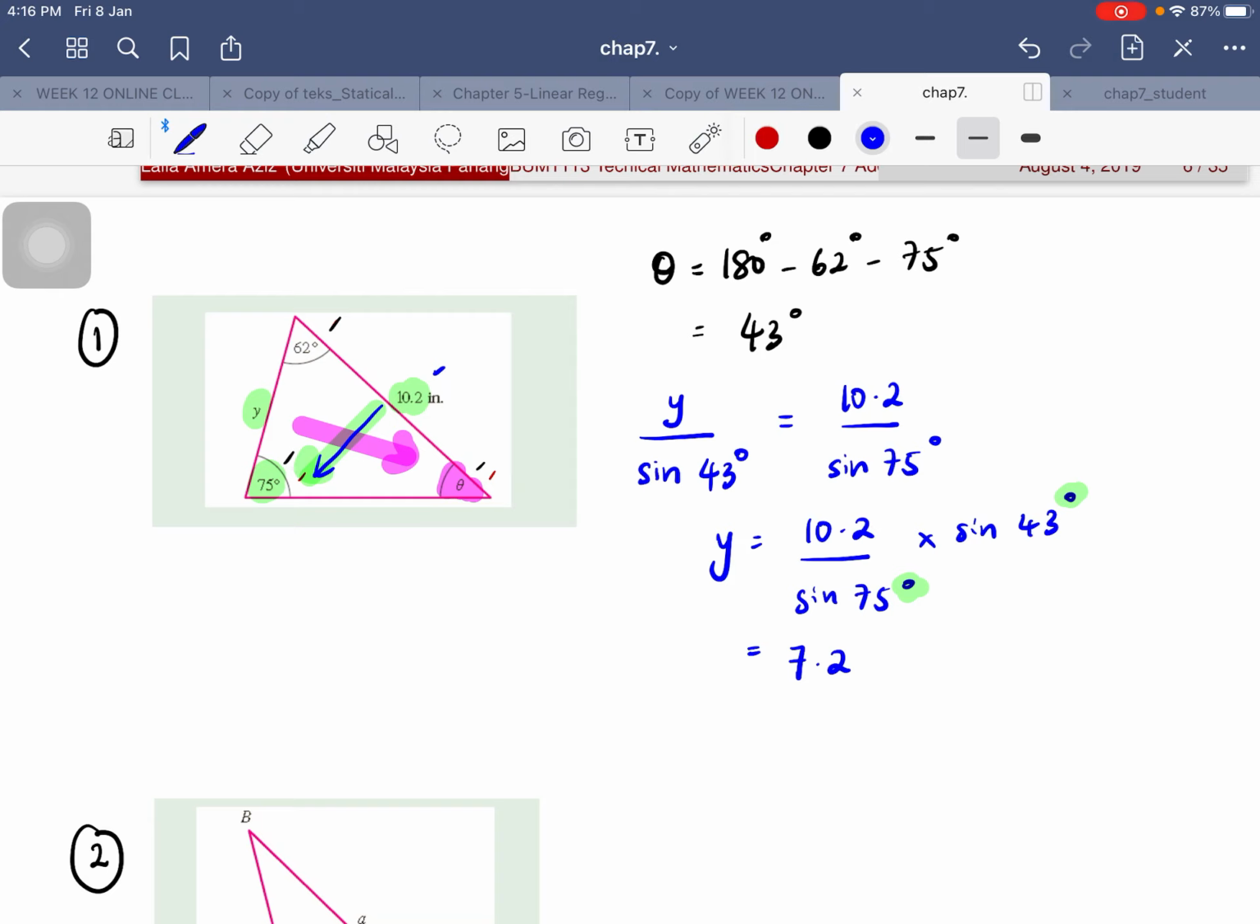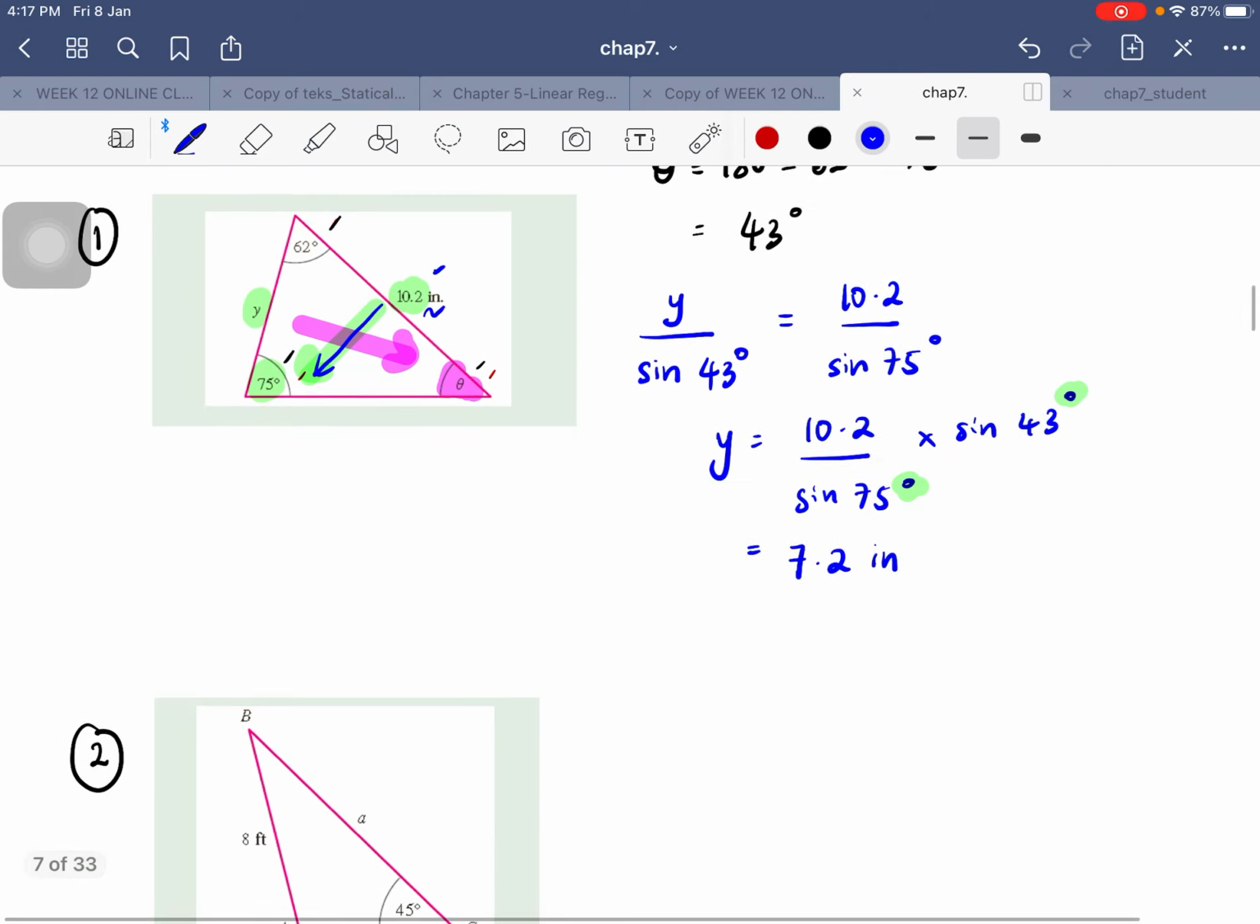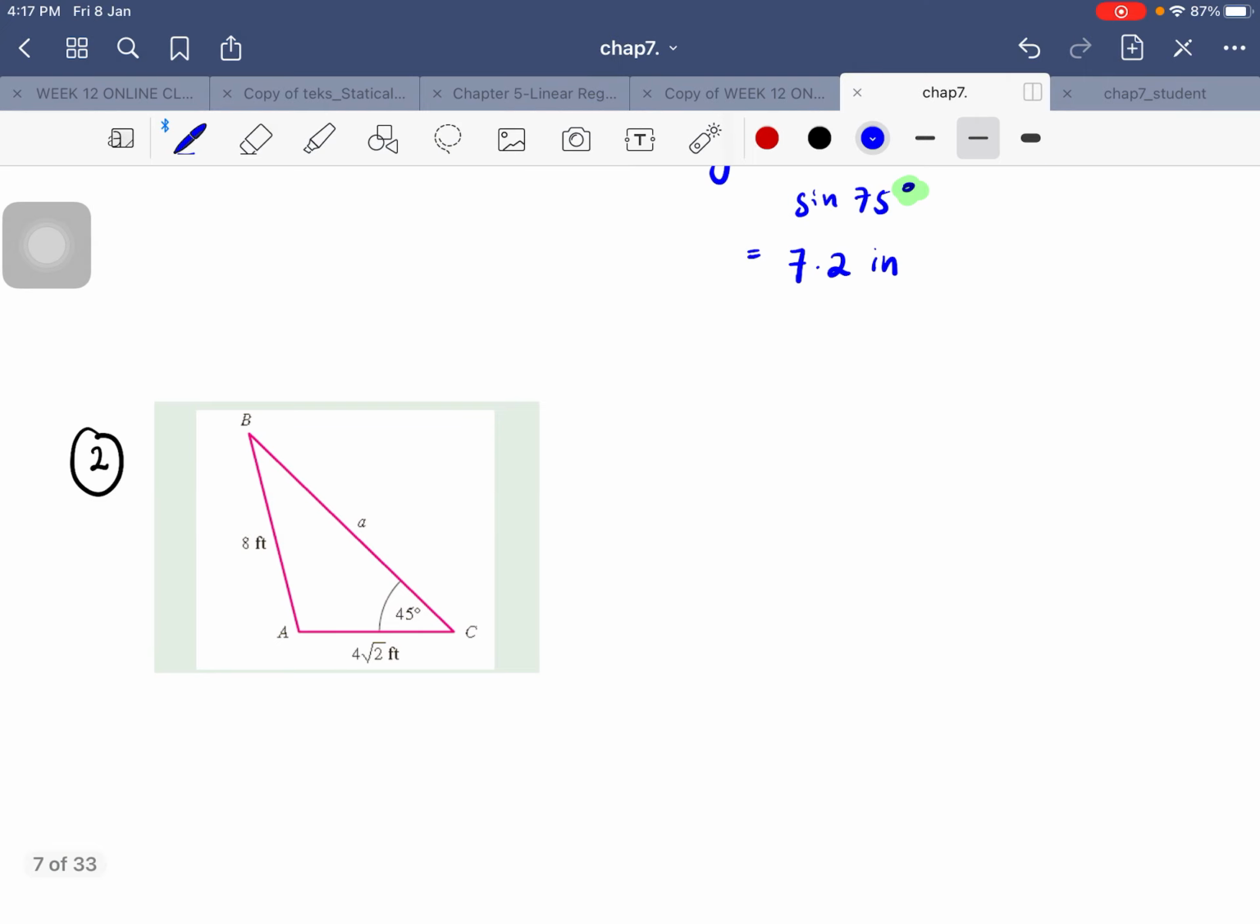And here, if you realize the unit of the length is given in inches, so this is going to be 7.2 inches. So that's it. That is going to be our length of y. Okay, so that is for the first one. Now let's move on to the second problem.